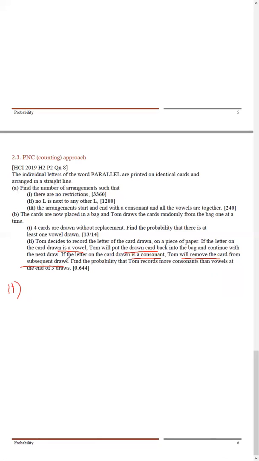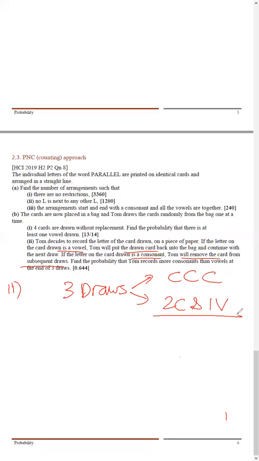Okay, can. So if it is 3 draws, for that to have more consonants than vowels, there can only be 2 combinations. The first combination, of course, is consonant, consonant, consonant. The second combination is 2 consonants and 1 vowel. If I decide to do it with order, that can be consonant, consonant, vowel, or consonant, vowel, consonant, or vowel, consonant, consonant.